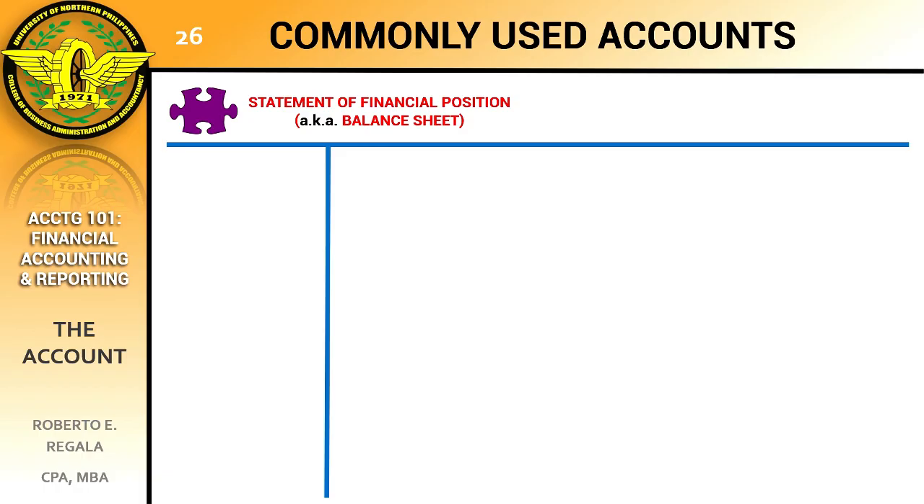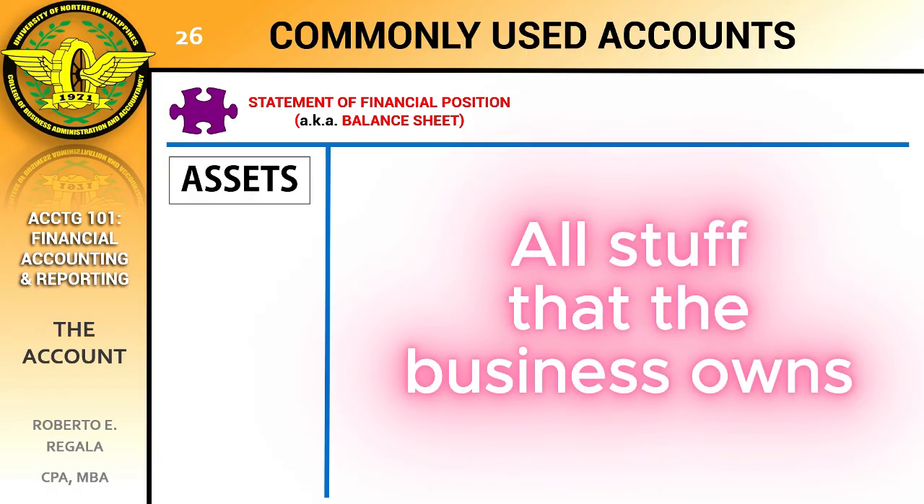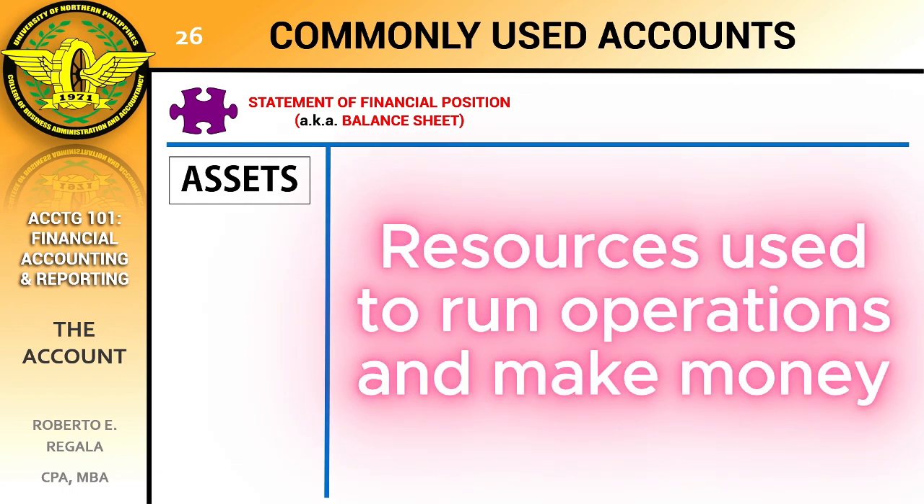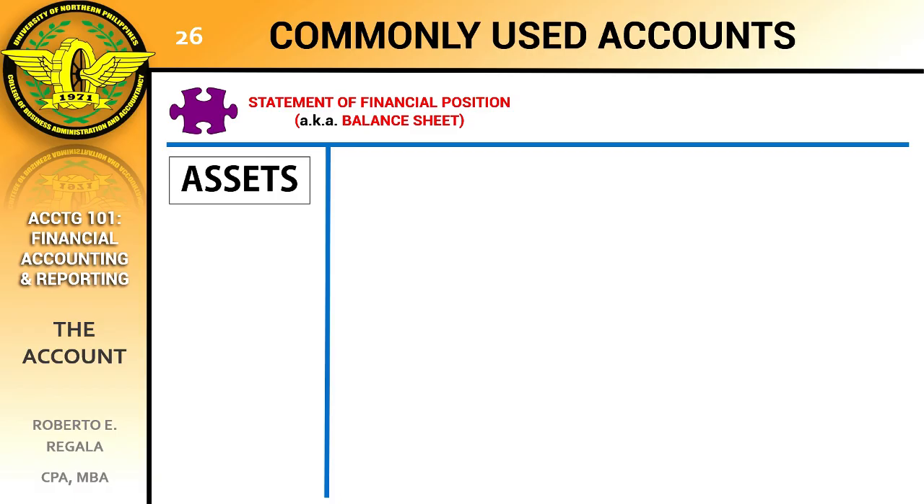Let's start with balance sheet assets. Like we learned from the previous chapter, basically asset accounts are all about the stuff that a business owns. Think of them as the resources that a company uses to run its operations and make money. These assets can be anything from cash to equipment.